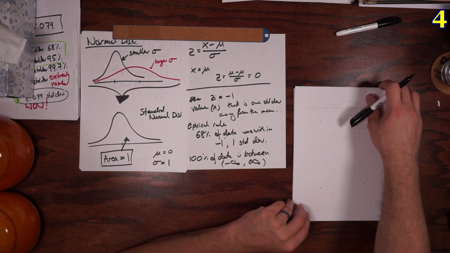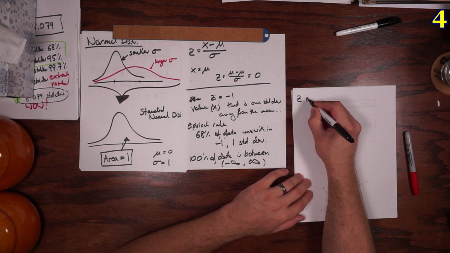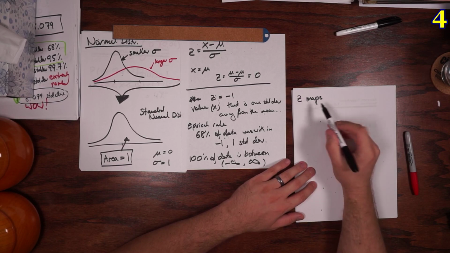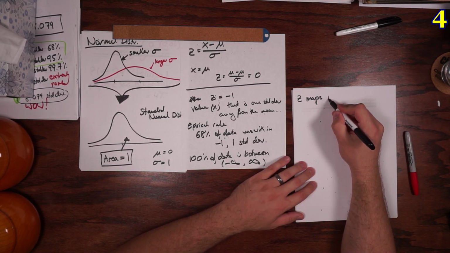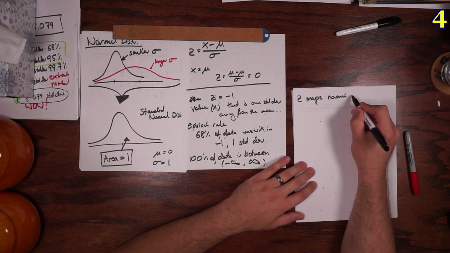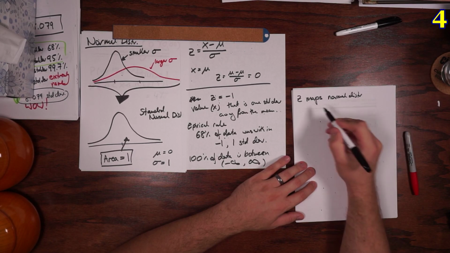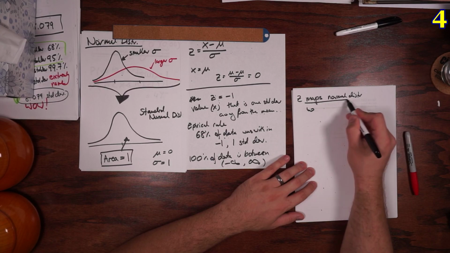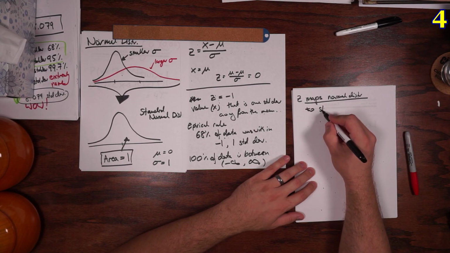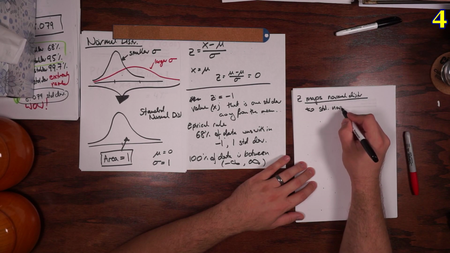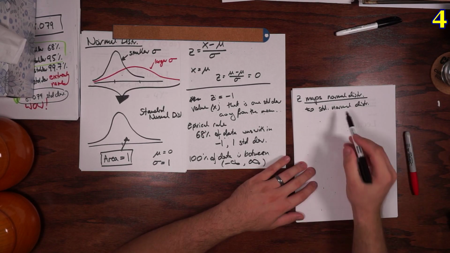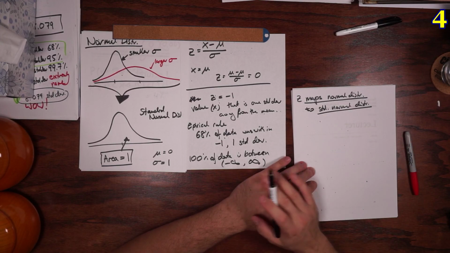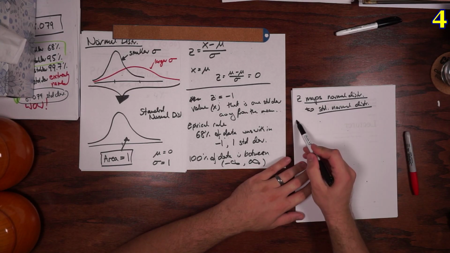Which means that z maps, in mathematics maps means is a function that does something. Maps normal distribution to the standard normal distribution. That's all it does. Okay.